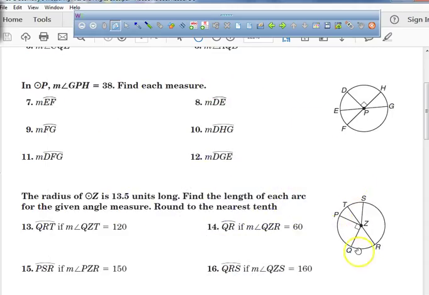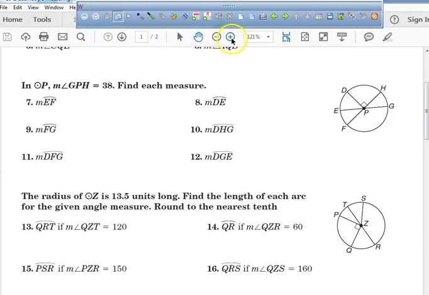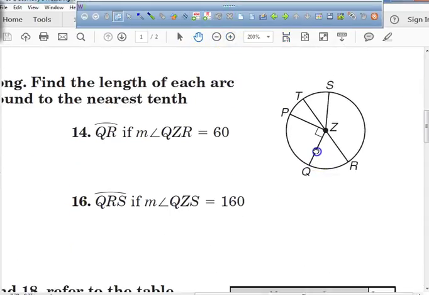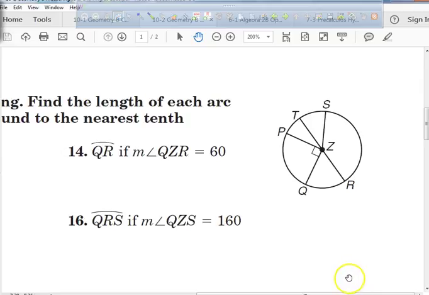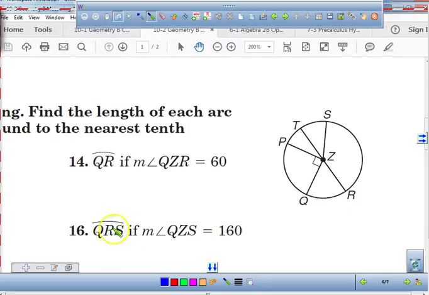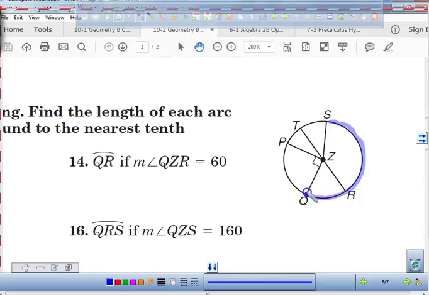Moving on to the problem. I am going to do one problem and one problem only. You better be paying attention. Number 16. Okay? We're doing number 16. What are we trying to find the measure of? Which arc? QRS. Okay. We're trying to find the arc length of Q to R all the way to what? All the way to S. Okay. So that's what we're trying to find. Q to R to S.